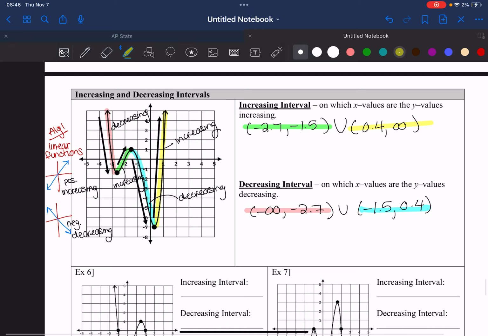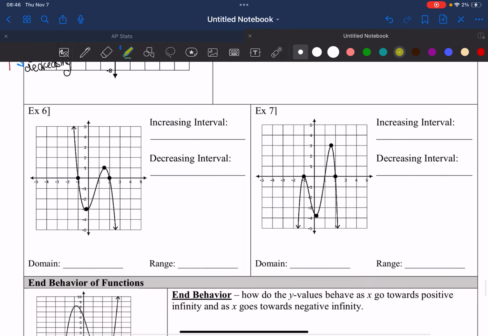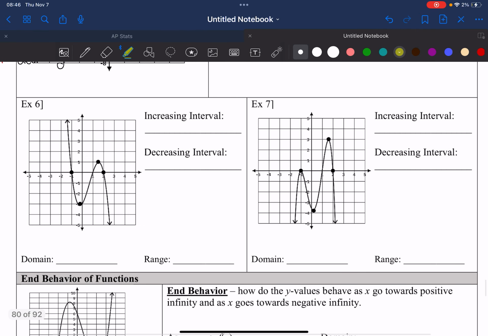Okay. So that's what we're going to do for these examples here. On example 6, again, we're going to label all of our intervals. So we have this one that's decreasing, this one that's increasing, and lastly this one that's decreasing. Looking at the one that's increasing, the green, we can say that the starting point for that at the x's is negative 0.2 to 1.5.